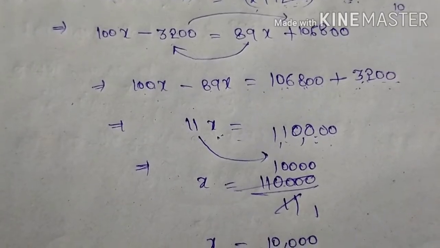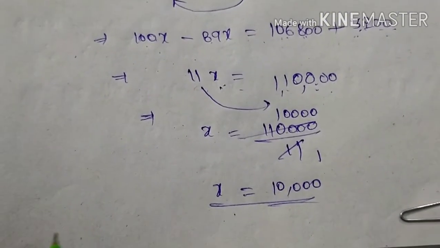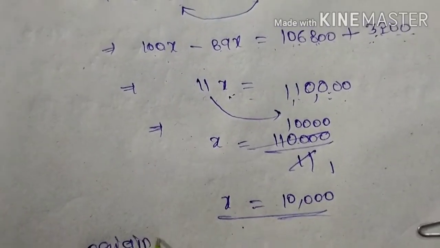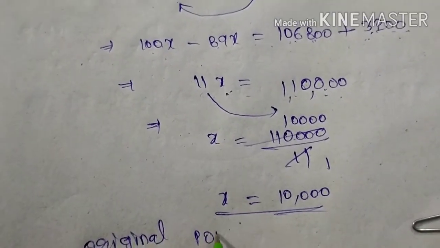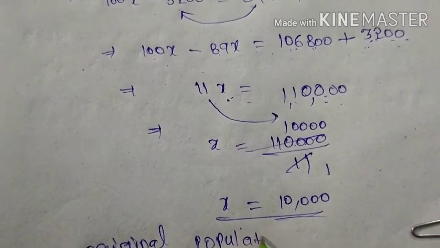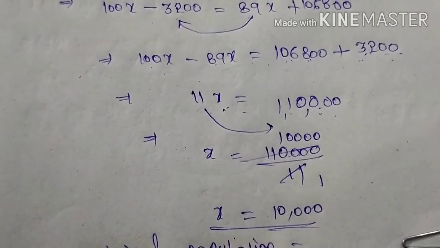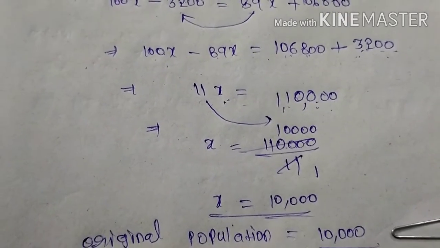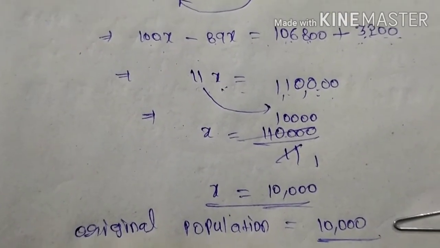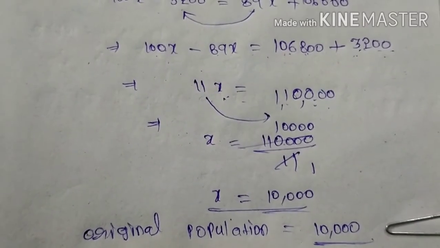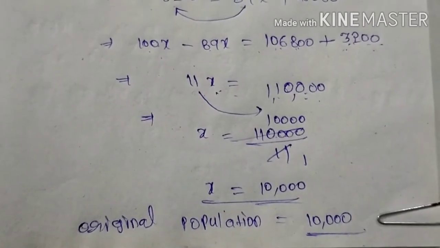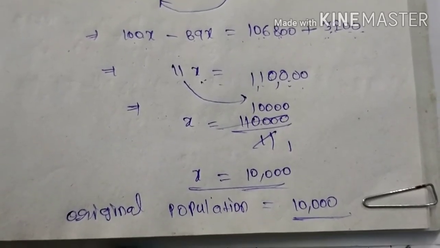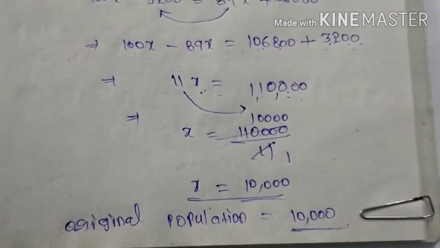That is the original population of the city. The original population is equal to 10,000 people. The town's original population is 10,000 only. First try to understand the question. We need to understand and analyze, and only then can you start the question.